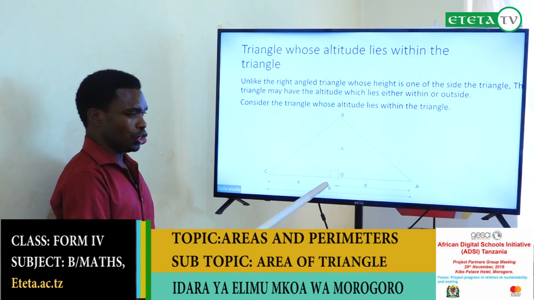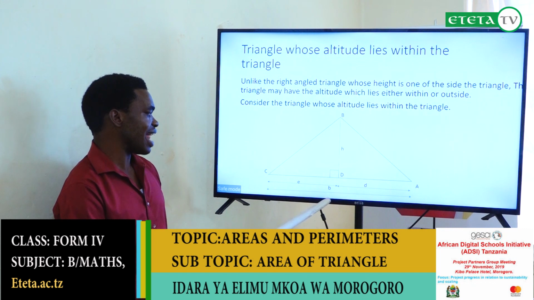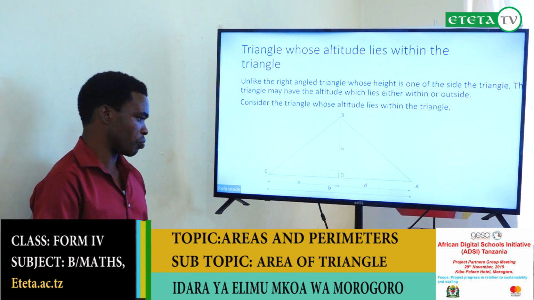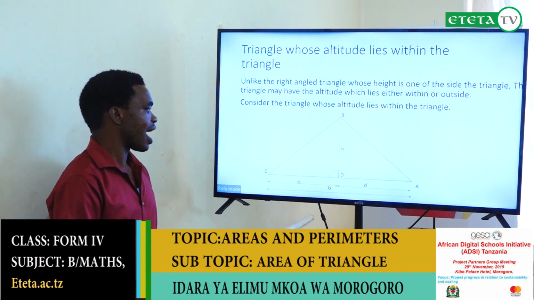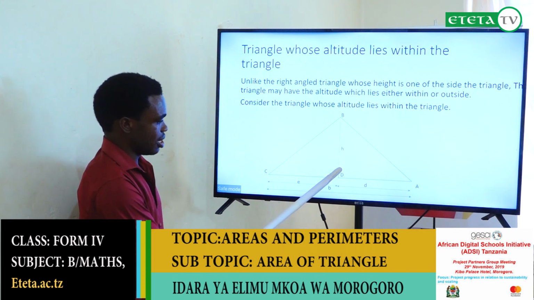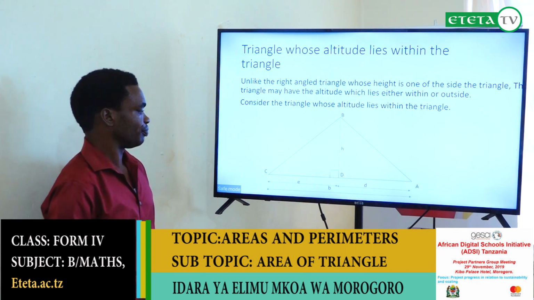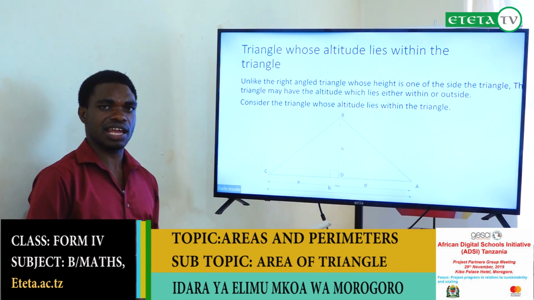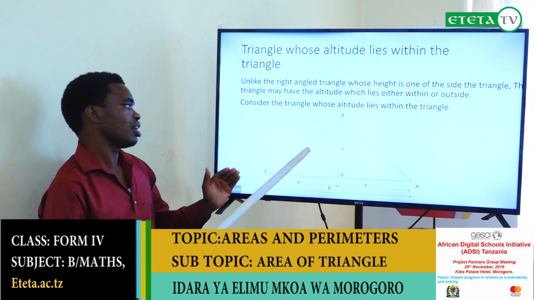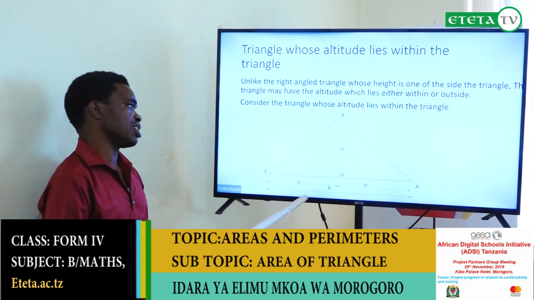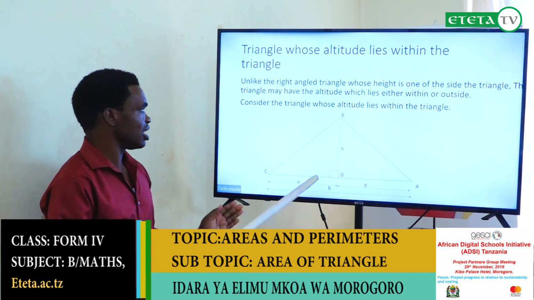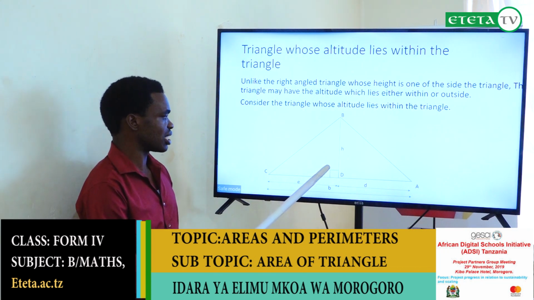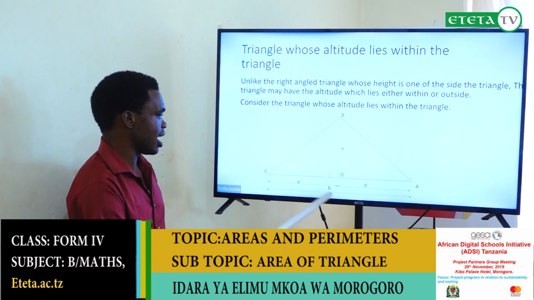You should keep in mind that the height and the base must be perpendicular, they must meet at a right angle when they intersect. As you can see, this is a right angle. Now, on this triangle, our aim is to discuss the area of the triangle, and we want to see how it will be if the triangle is not a right angle triangle, and instead is a triangle whose altitude rises within the triangle.